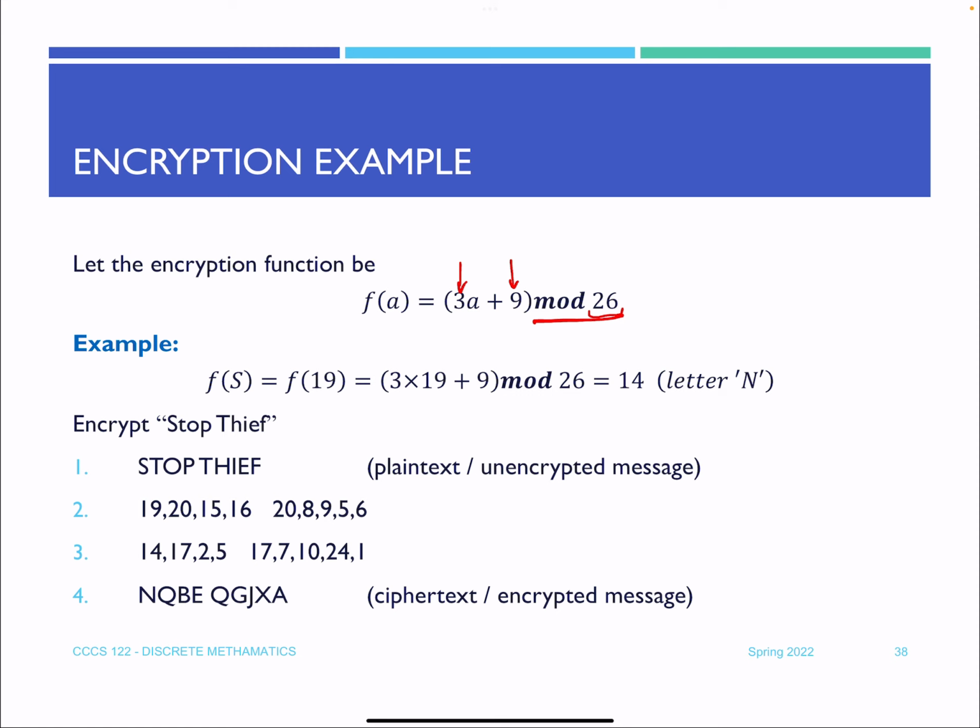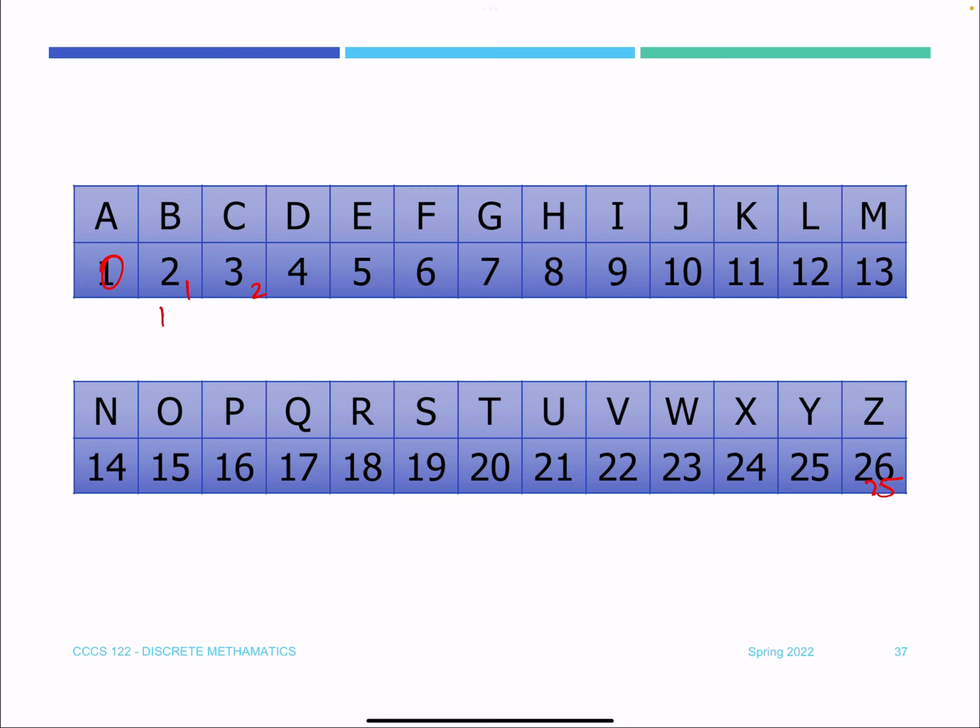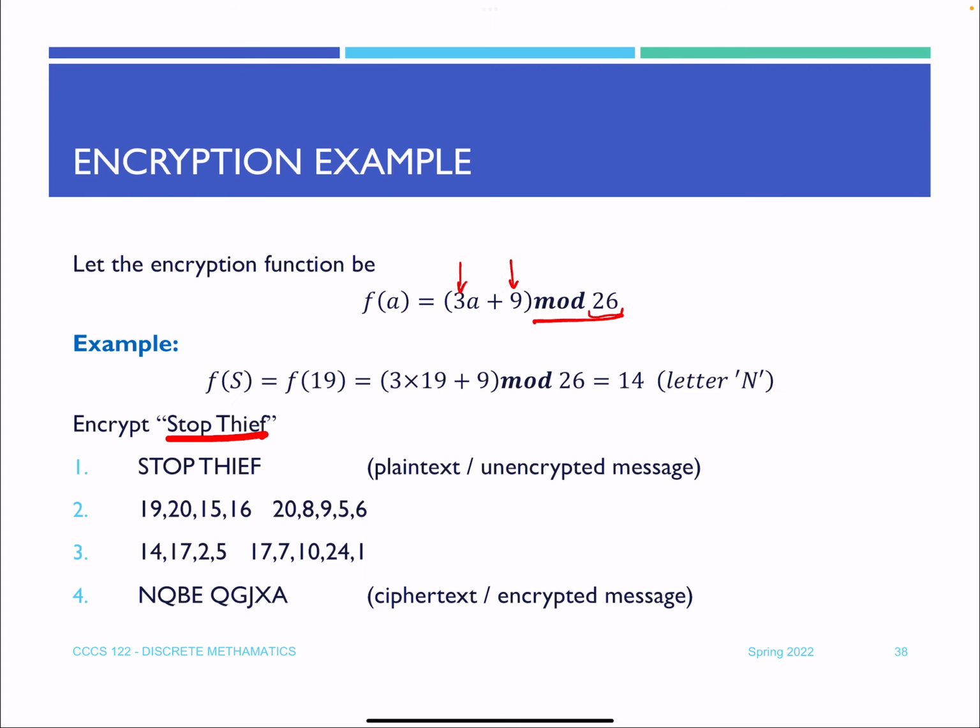So let's say we have a message, STOP THIEF, the plain text message, the unencrypted message, and that we want to encrypt. First step, we map each of these letters to its corresponding number. S over here is 19. T follows that, 20, O is 15, P is 16, T is 20, H is 8, I is 9, E is 5, and F is 6. That's how you get that.